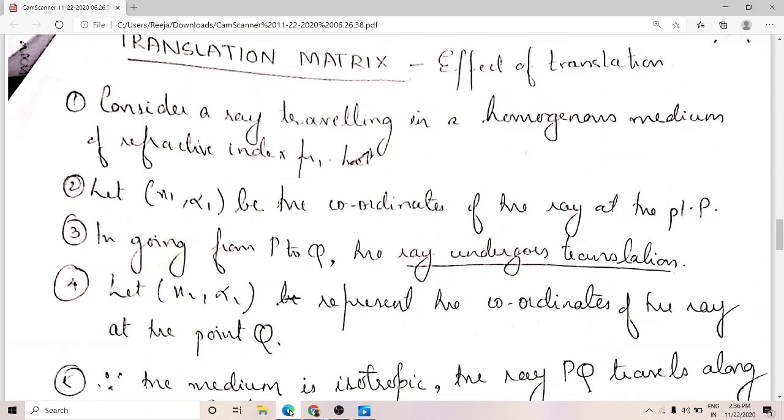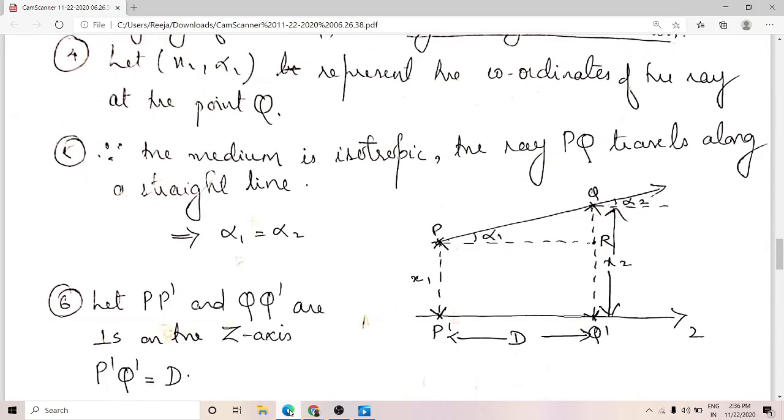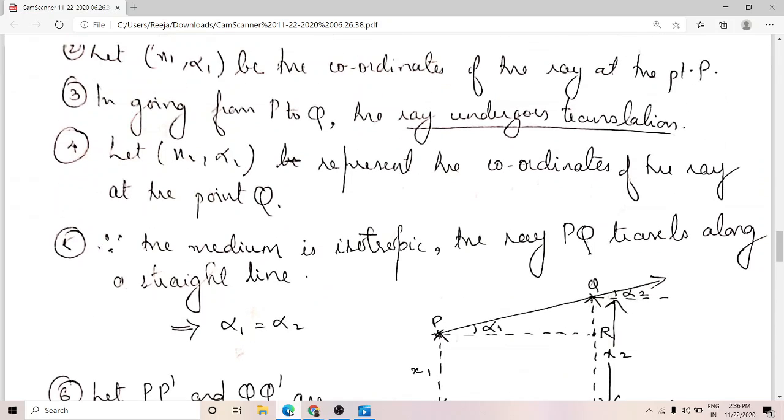Now, what are the specifications here? The ray is traveling in a homogeneous medium. There is no change in the refractive index of the medium. It is going through the same medium, having a refractive index mu. Then let x1, alpha 1 be the coordinates of the ray at the point P. At the point P, its height from the z-axis is x1 and the angle that it makes with the z-axis, the axis of symmetry, is alpha 1.